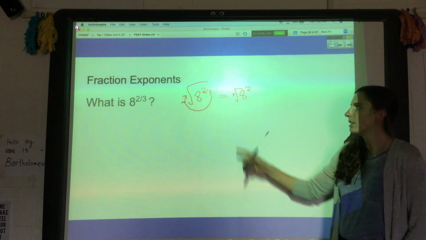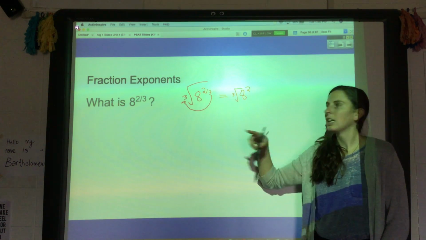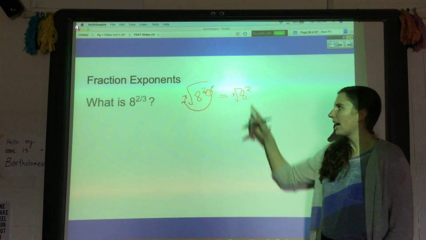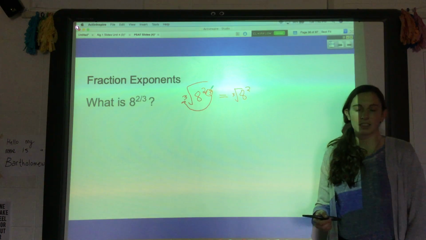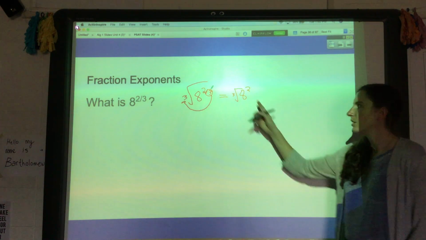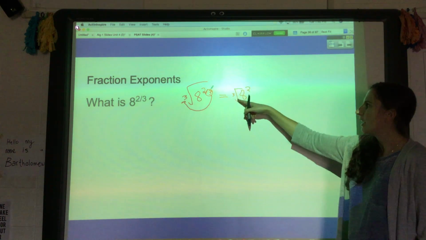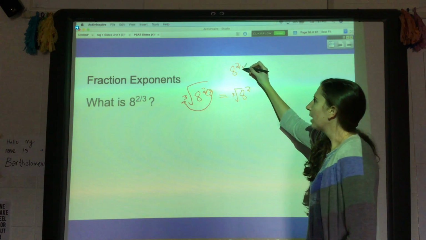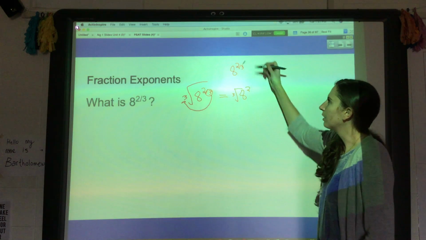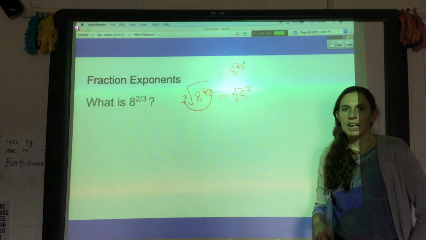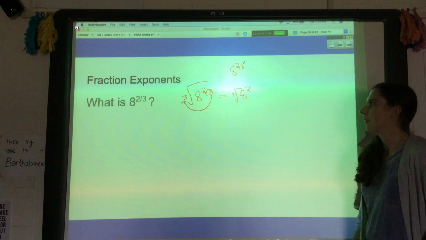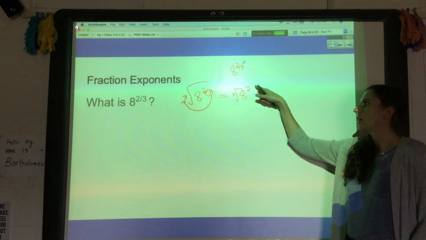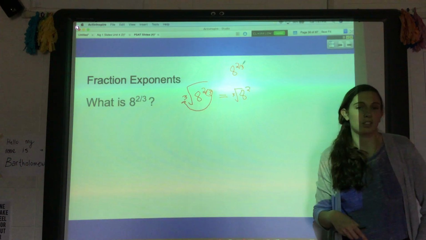Whatever's on the bottom of the fraction is actually the index of your radical. So these two things mean the same. 8 squared cube rooted is the same as 8 to the 2/3 power. And so you can rewrite it either way if it helps you to simplify. Also, the radical can go over just the number, or it can go over the exponent too. It actually doesn't matter.